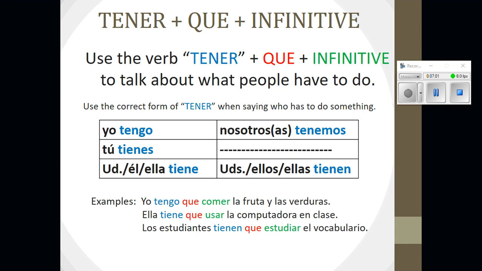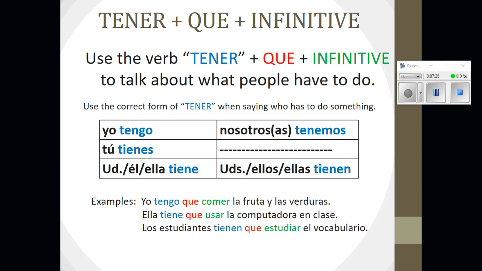Okay, so remember to use the verb tener plus que plus an infinitive. Remember, an infinitive is a verb that means to do something, to talk about what people have to do. So use the correct form of tener when saying who has to do something. Remember we know our conjugations. Yo tengo, tú tienes, usted, él, ella tiene. Nosotros tenemos, ustedes, ellos, ellas tienen. Look at these examples below.